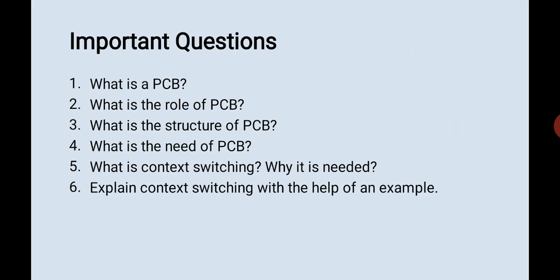Next is what is context switching and why it is needed, or explain context switching with the help of an example. In the example you're supposed to draw the diagram the way I did by taking one process P1 and P2. You can take three processes also, so the diagram has to be big, and you need to explain it with that. I hope this lecture was really helpful for you.